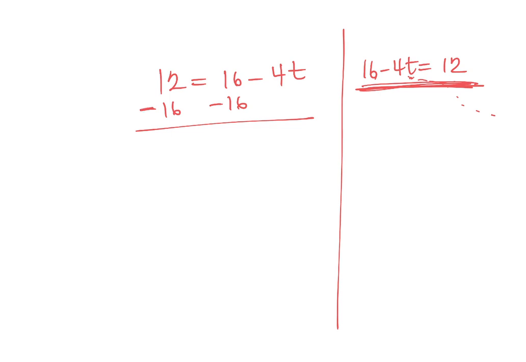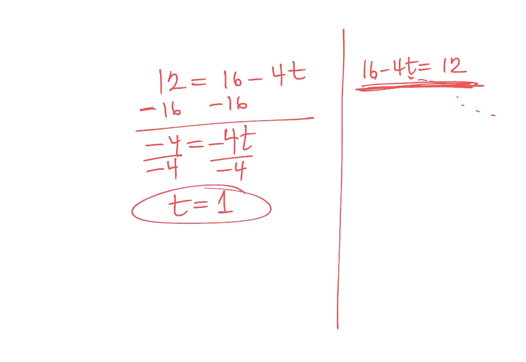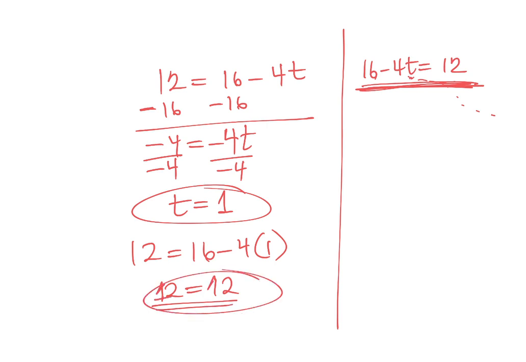So if we have negative 16 here on both sides, we have negative 4 is equal to negative 4t. So then we divide both sides by negative 4. So t is equal to 1, actually. You could plug that back in to check your work, and you'll find out that 12 is equal to 16 minus 4t, and that becomes 12 is equal to 12, and that is correct. Something to keep in mind with solving equations: we have one step at a time, and we can get to our destination.